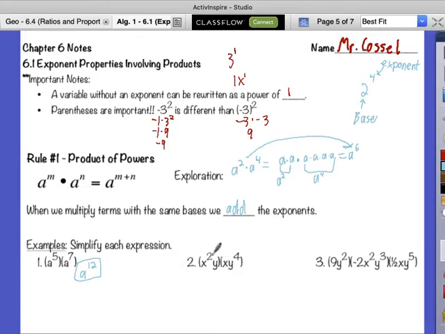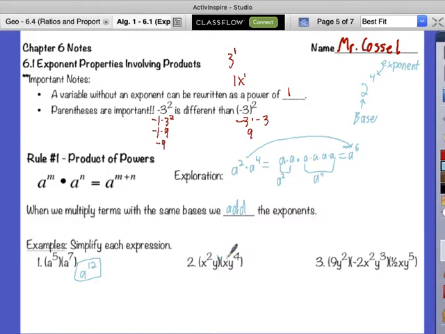On number 2, x squared y, this y is secretly being raised to what power? 1. If you don't see an exponent, it secretly has a 1 there. This x is secretly raised to what power? 1. And this y is being raised to the fourth power. So if we were to say this multiplication, x squared y times x y to the fourth, all of this is being multiplied together, correct? The parenthesis means they're being multiplied.